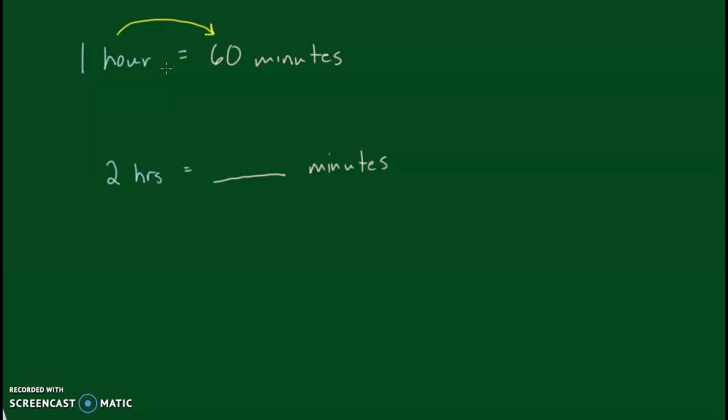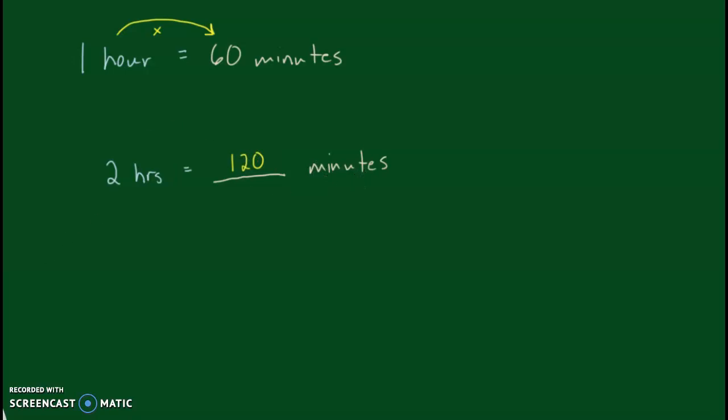We go from 1 to 60. Since it gets bigger, we're going to multiply. So we're going to take the number of hours times 60 to get our number of minutes. So 2 times 60 is 120. So 2 hours is the same as 120 minutes.